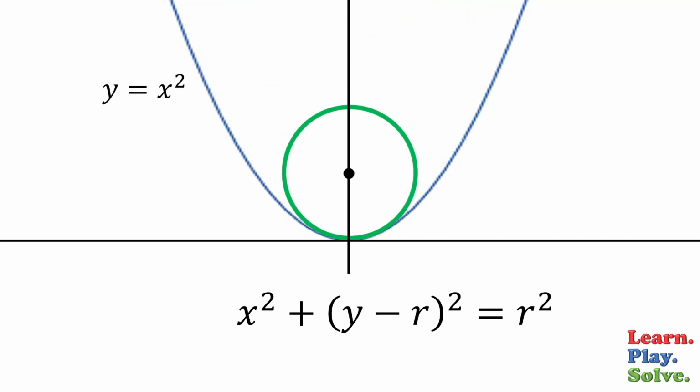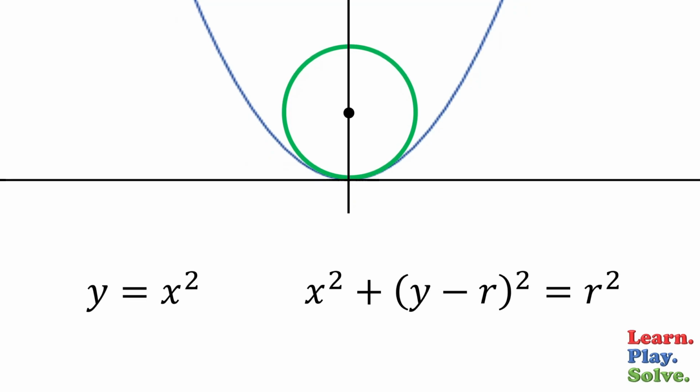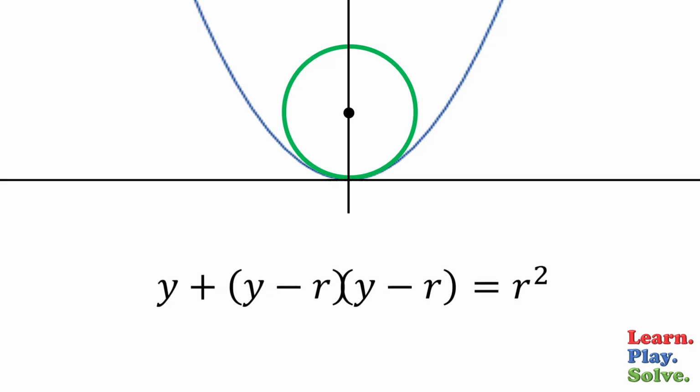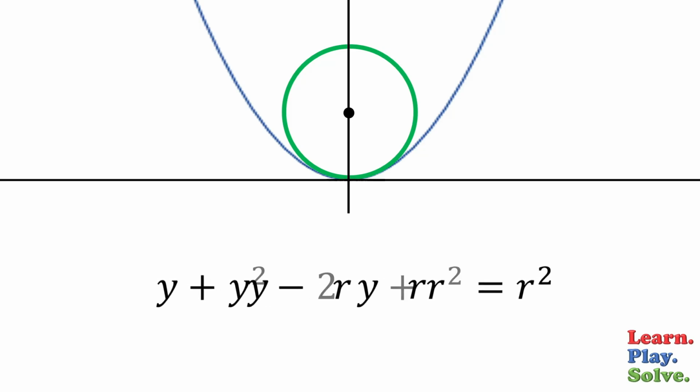Therefore, if we set these 2 equations equal to each other, or plug one into the other, we should be able to find out where they intersect and compare that information against what we already know. y is equal to x squared, so we can plug that into the other equation. And then if we square (y minus r) by FOILing, we get this.